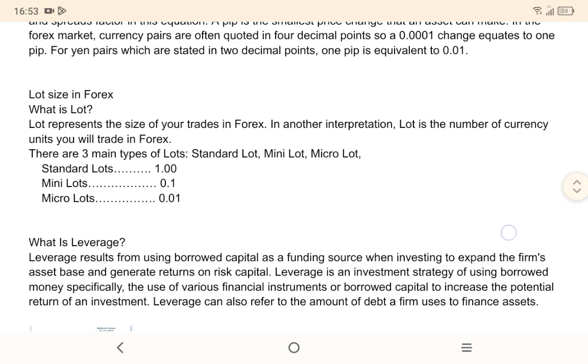Now we are talking about lot size. What is a lot size? Lot size represents the size of your trade in forex. In another interpretation, lot is the number of currency units you will trade in the forex market. Lot size means how much do I have in the market, how much am I willing to risk in the market, how much am I willing to make in the market. So your lot size determines how much you make or how much you lose.